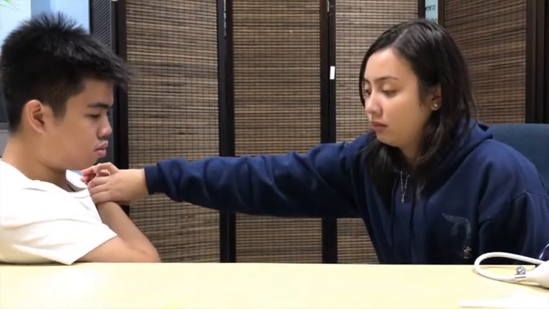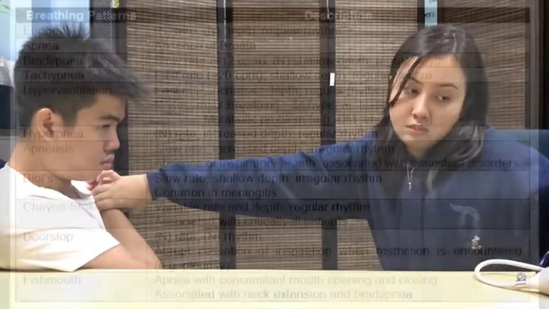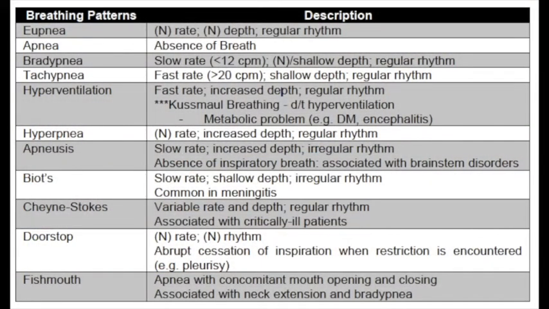Pulsation and breathing pattern assessment can be done during vital signs taking. In these two, it is important to note the following parameters: character, amplitude, rate, and rhythm. Here are some breathing patterns that can commonly be heard in patients.